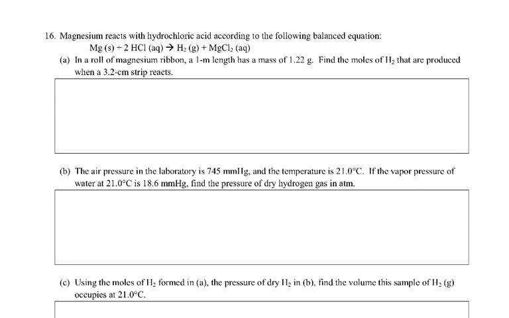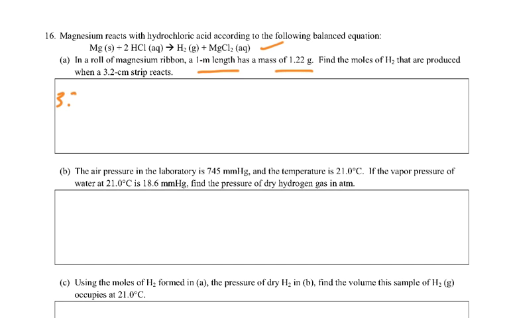Okay, the last one's here. Magnesium, oh, this is our lab. Okay, magnesium reacts with hydrochloric acid according to the following equation. In a roll of magnesium ribbon, a 1 meter piece has a mass of 1.22 grams. Find the moles of H2 that are produced when a 3.2 centimeter strip reacts.